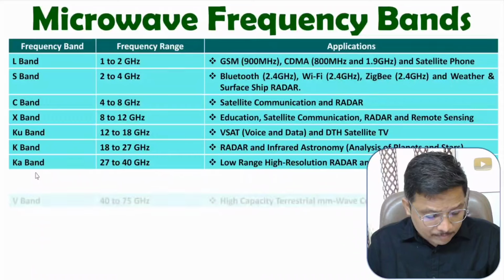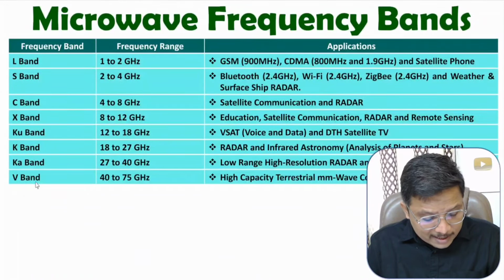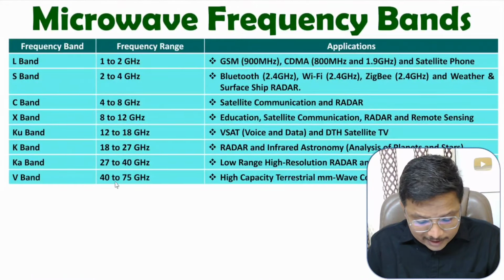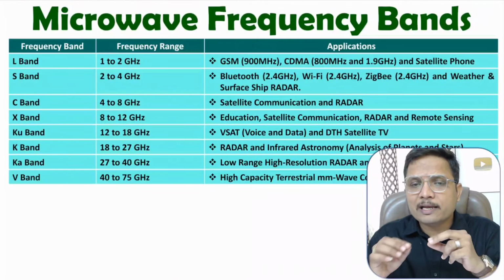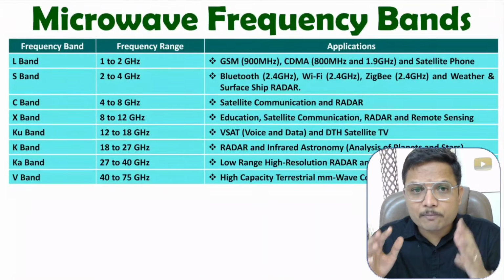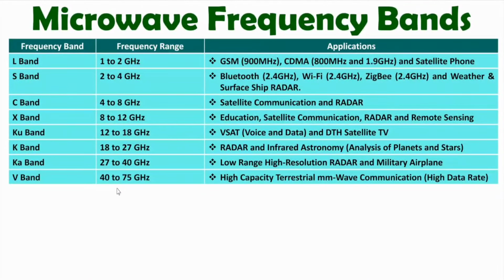See, after Ka band, we have V band, and this V band is having frequency range from 40 to 75 gigahertz. And with this high frequency, obviously wavelength will be there in terms of millimeter, right? And with this frequency range, we have high capacity terrestrial wave communication. And as frequency range is very high, here data rate of communication will be extremely high. One can say one can communicate with the data rate of terabytes, right? So Tbps speed is possible with this frequency range.